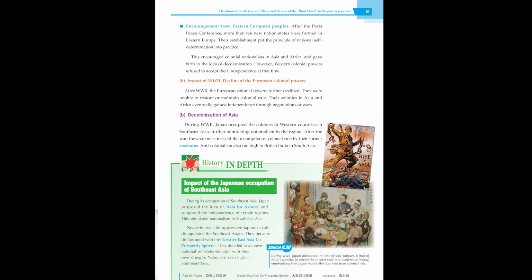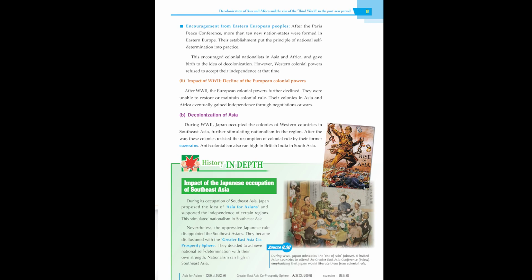History in depth. Impact of the Japanese occupation of Southeast Asia. During its occupation of Southeast Asia, Japan proposed the idea of Asia for Asians and supported the independence of certain regions. This stimulated nationalism in Southeast Asia. Nevertheless, the oppressive Japanese rule disappointed the Southeast Asians. They became disillusioned with the Greater East Asia Co-prosperity Sphere. They decided to achieve national self-determination with their own strength. Nationalism ran high in Southeast Asia.